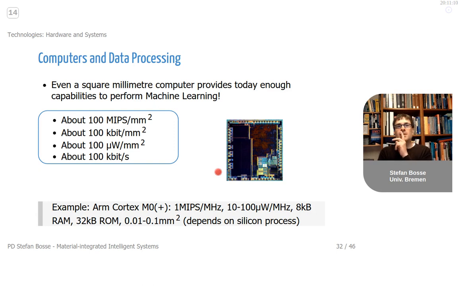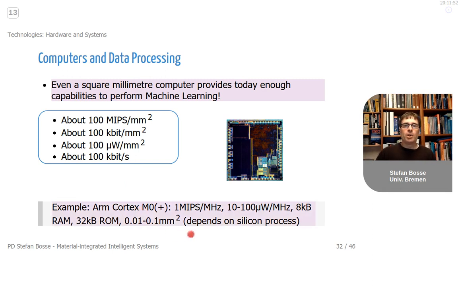But computers and data processing, what can we expect? Even a square millimeter computer provides today enough capabilities to perform machine learning, for example, TinyML. We can expect, only rough figures, about 100 mega instructions per second per square millimeter, 100 kilobit memory per square millimeter, 100 microwatt per square millimeter and 100 kilobit per second communication. That can be typically expected in such tiny embedded systems, depending on many factors, of course.